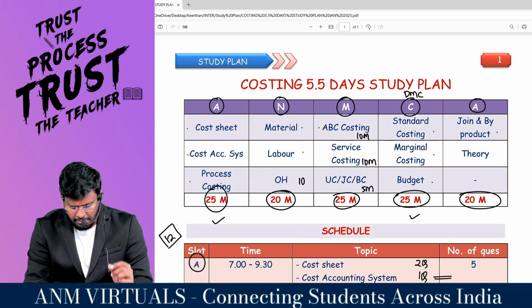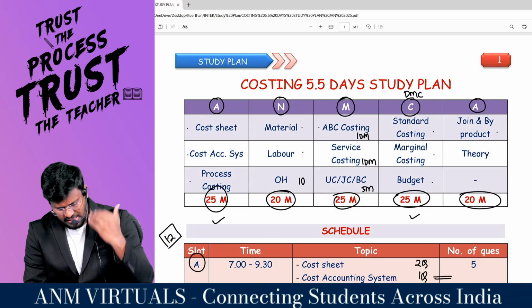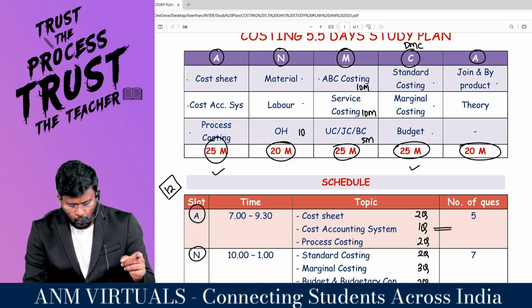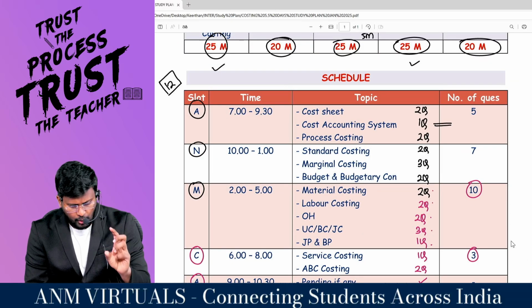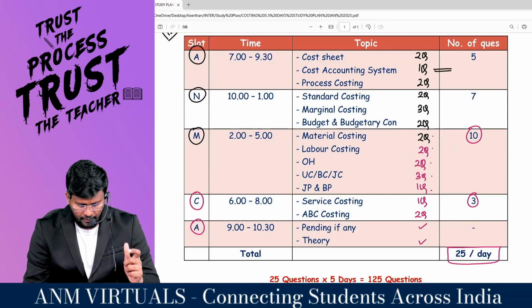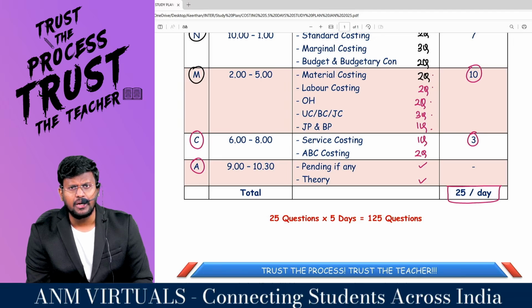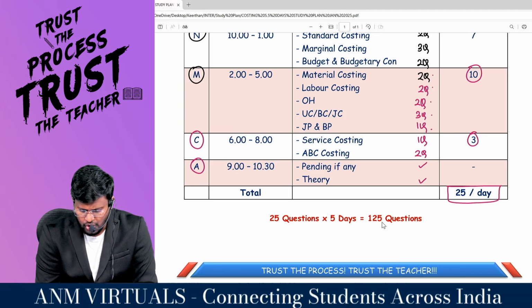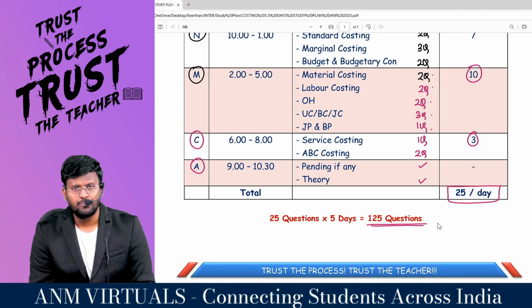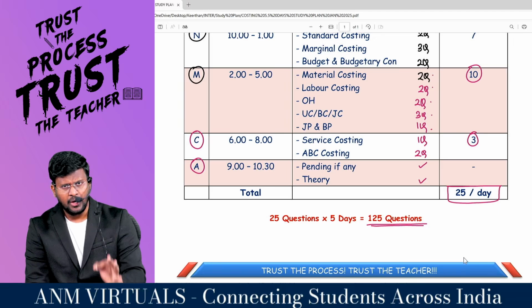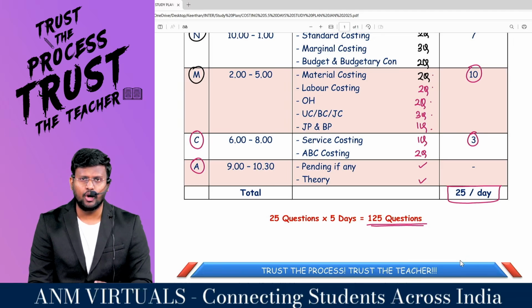That means day number 2 is also the same. Morning, we'll be doing slot A, 10 to 1, and 2 to 5 slot M, then slot C and slot A. This is what, every day, we are going to solve 25 questions. So 25 questions into 5, 125 questions you will be solving before the day of examination.